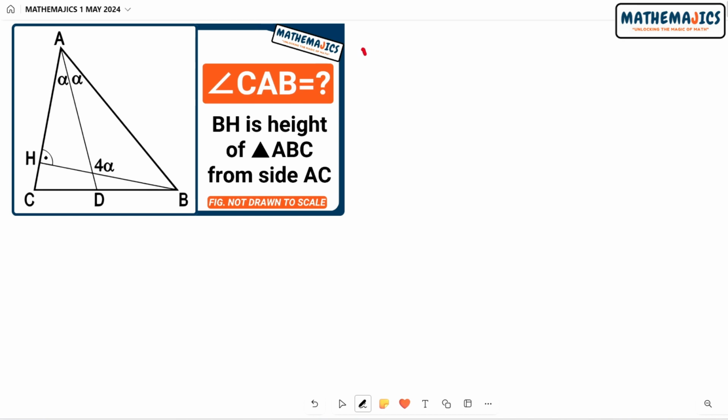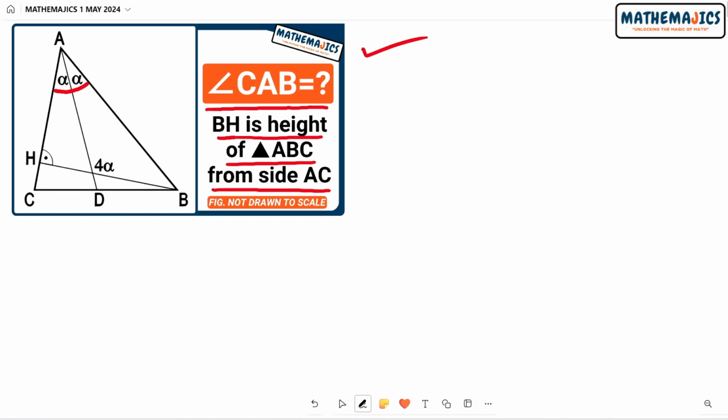We have this very interesting geometry question with us today. In this question, we need to find angle CAB, the measure of angle CAB. That means this angle we need to find out. We are given BH. BH is the height of triangle ABC from side AC. Okay, from side AC, BH is the height.